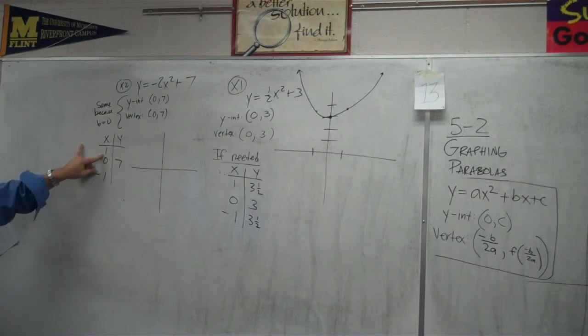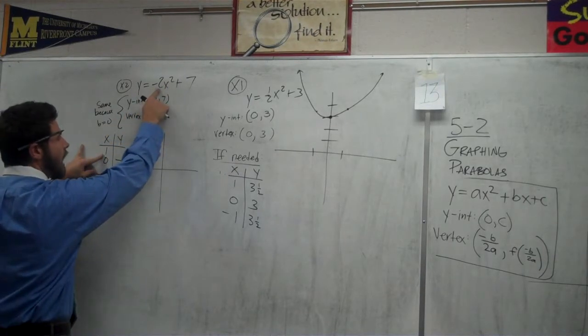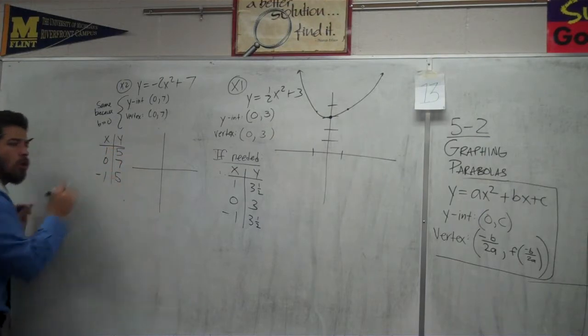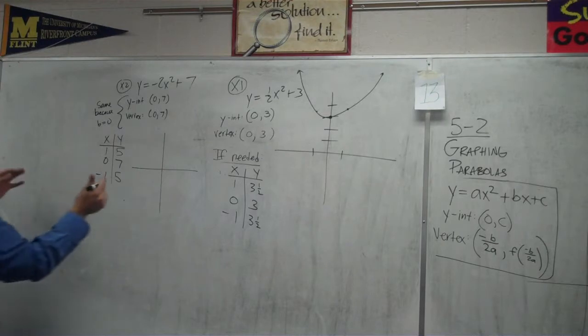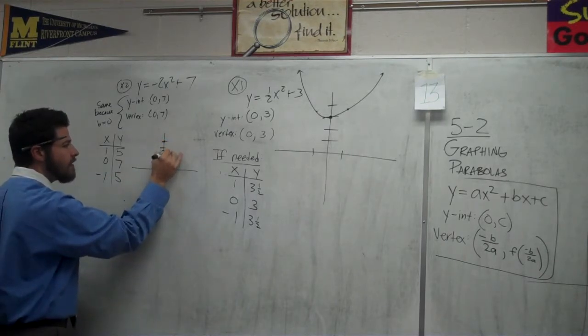Now, let's take 1 and plug it in. What do we get here? Okay, keep going. Take 1 and plug it in. 1 squared is 1 times negative 2 is negative 2. Negative 2 plus 7 is 5. This should also be 5. Alright? So I got my 3 points. 1, 2, 3, 4, 5, 6, 7 is there. 1, 5 is here.